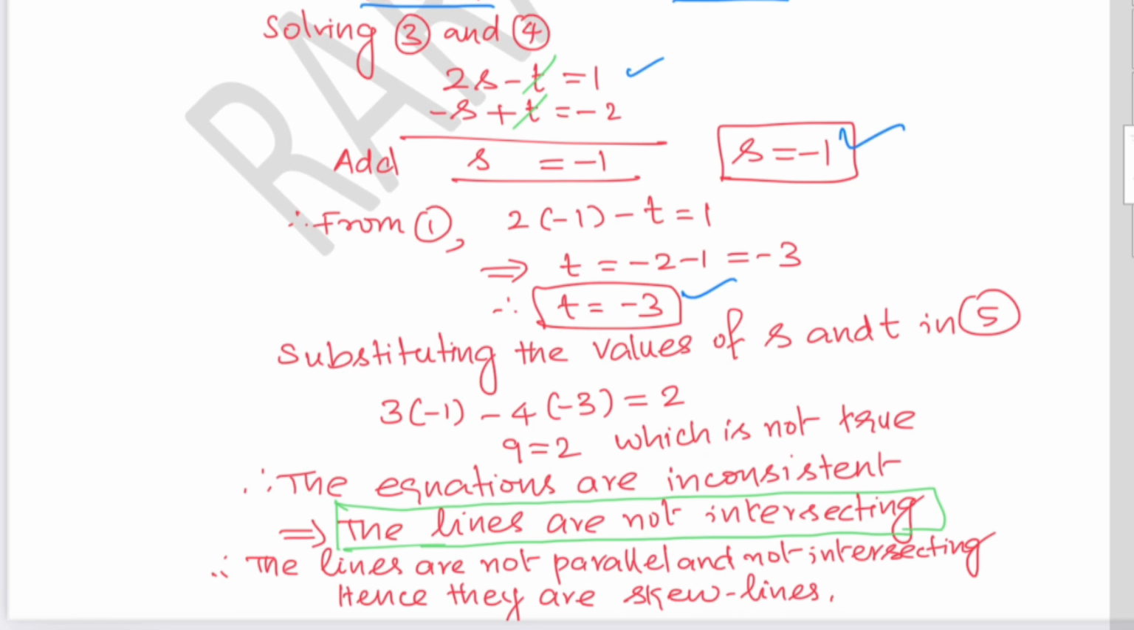After getting the values of s and t, substitute in equation 5, the third equation, and we get 9 equal to 2, which is not true. Therefore the equations are inconsistent, and therefore the lines are not intersecting. Hence we have just proved that the lines are not parallel and not intersecting, therefore they are skew lines.